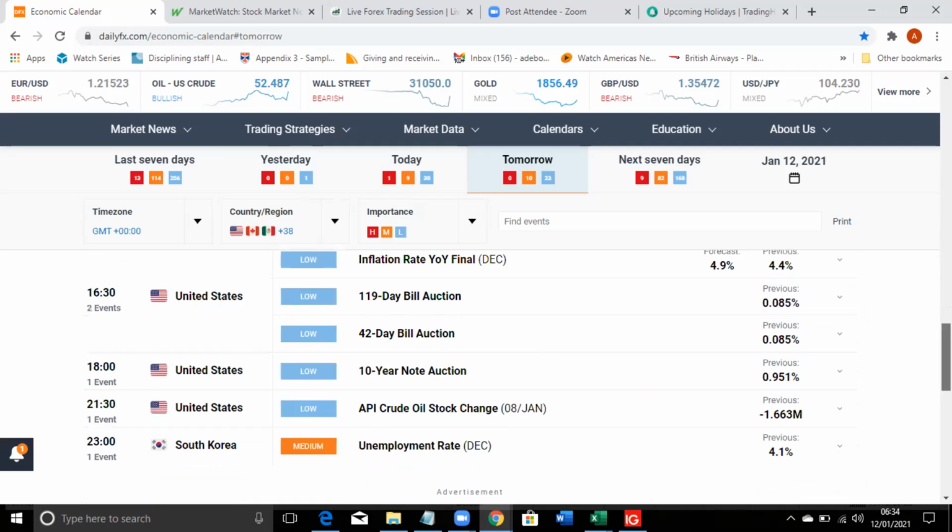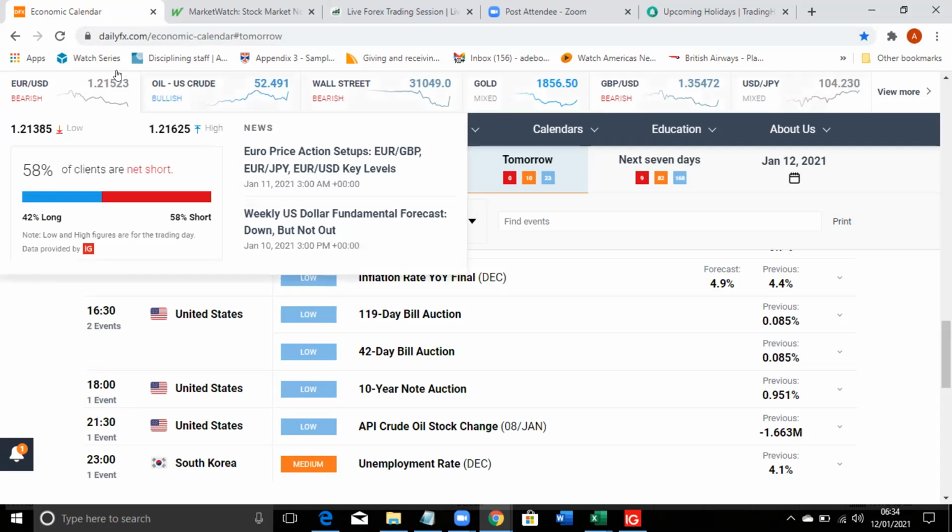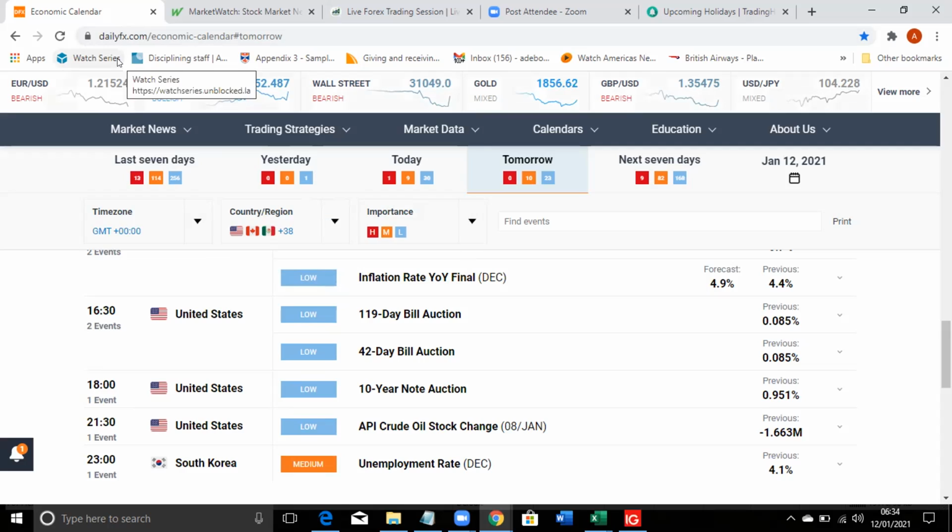If you look at your web browser, right here, you can see it says economic calendar #tomorrow. Don't click anything. Right, yes, I can see that. So just click on today on your economic calendar. Let's see what happens, because your browser is showing tomorrow. Okay, that's good. You can now see it's showing today.